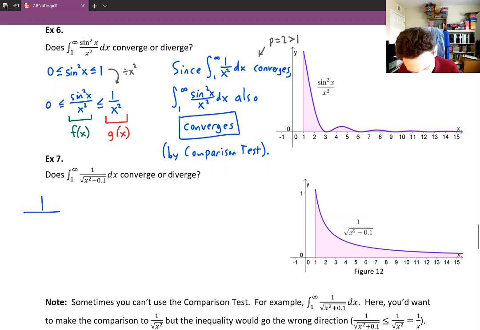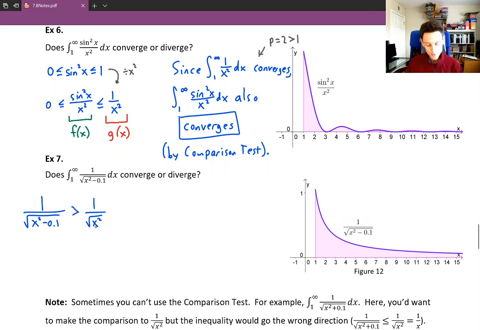We can say 1 over the square root of x squared minus 0.1. It's that 0.1 that's really messing things up. So if we get rid of it and we have 1 over the square root of x squared, and we think about what the relationship is between those two numbers, well, here we can think if we add 0.1 inside of the radical, so adding something to the bottom of the fraction, that new fraction will be smaller, right?